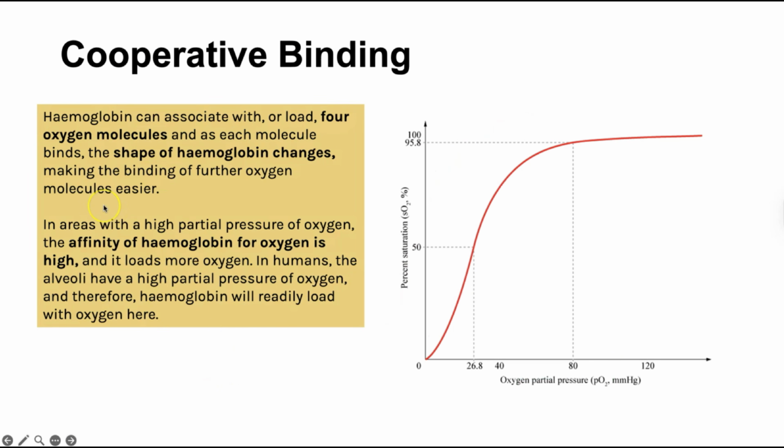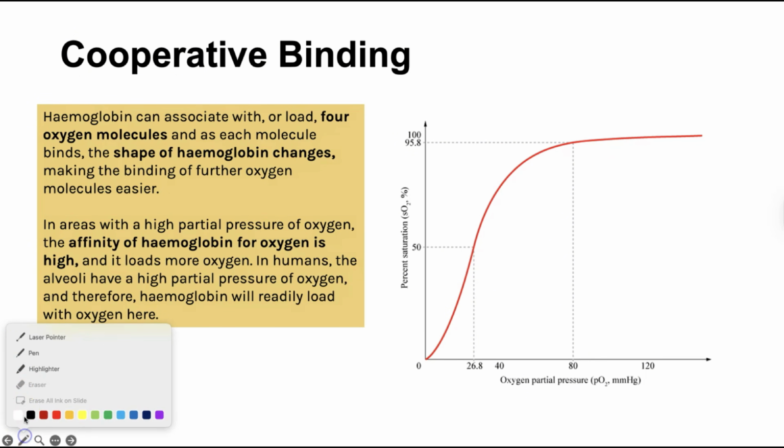Cooperative binding is this concept of when you have different numbers of oxygen bound to the hemoglobin, it affects the ability of subsequent oxygen molecules to bind. So hemoglobin can associate with, which means load, 4 oxygen molecules because of those 4 heme groups. And as each molecule binds, it slightly changes the shape of hemoglobin, exposing the further binding sites, making it easier for each subsequent oxygen to bind.